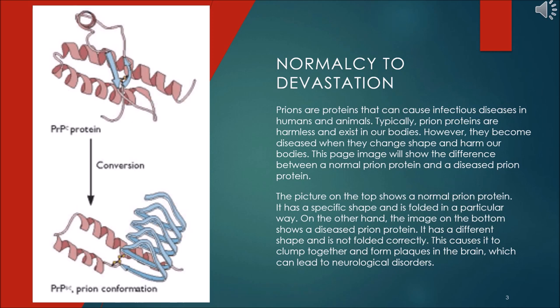And throughout this process, there are so many ways that this protein could go wrong, which doesn't happen all the time, but it can happen where there will be a misfolding in the protein. The misfolded isoform has a high beta sheet content and a propensity to form aggregates and amyloid plaques.